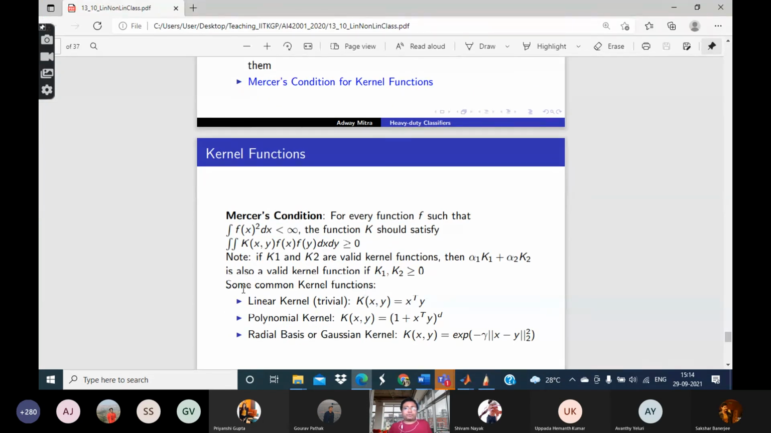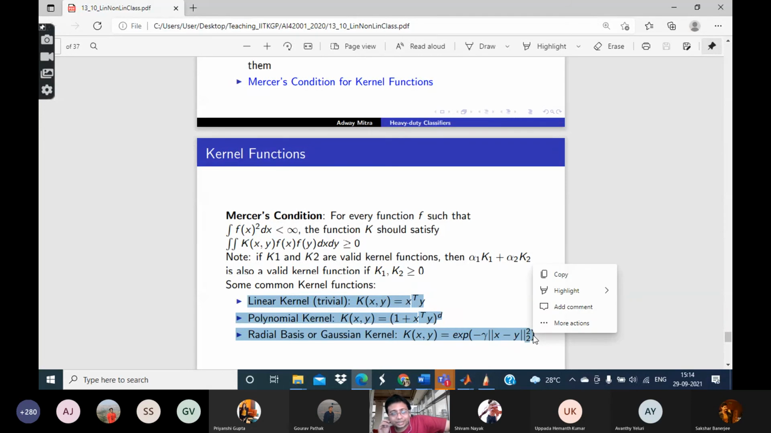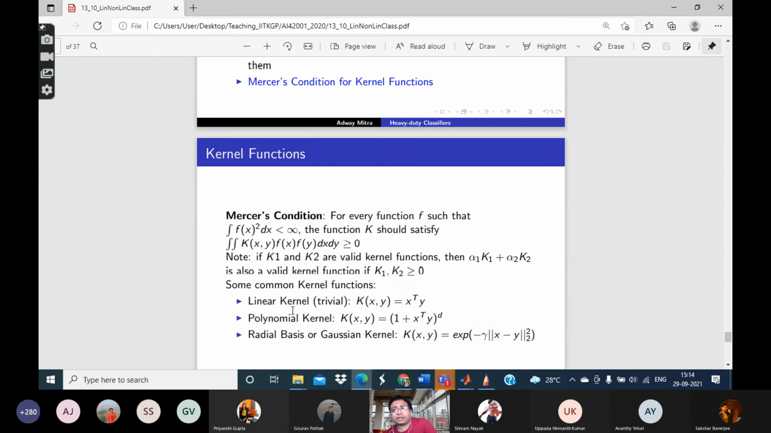There are a few functions already known to scientists to satisfy Mercer's condition. These are basically the standard kernel functions. For example, the linear kernel, where if you consider any two vectors x and y, we define k as just their dot product. This is called the linear kernel. In this case you can easily understand that phi of x is nothing but x itself.